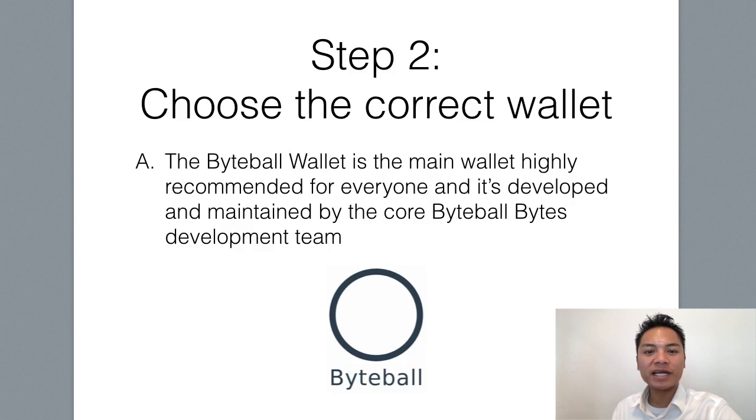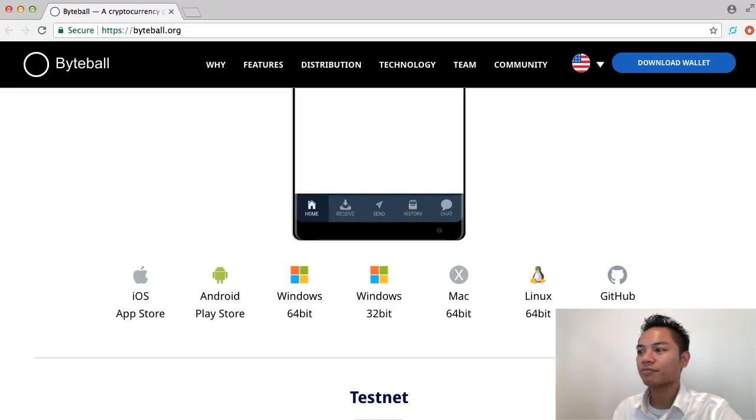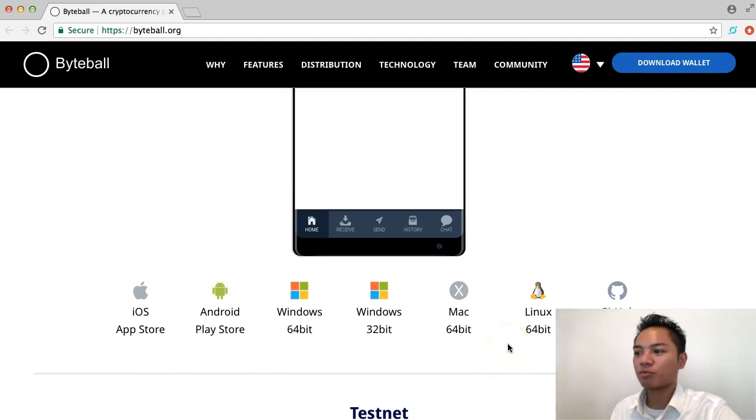However, before we download anything, I do want to let you know that this Byteball wallet that we're downloading is the main wallet, highly recommended for everyone, and it's developed and maintained by the core Byteball Bytes development team. So with that said, let's go ahead and download the wallet, which is step number 3. And at this point in the video, go ahead and choose the appropriate download for you. I'll be choosing a Mac, but you could still follow along with me in the video.